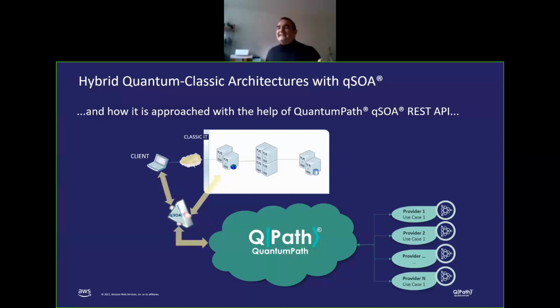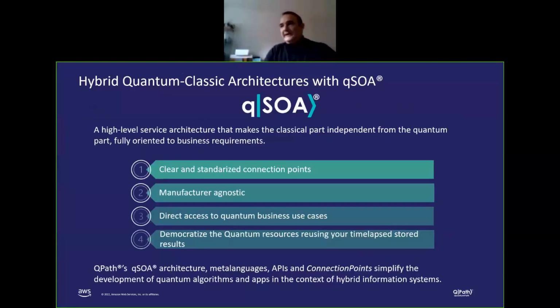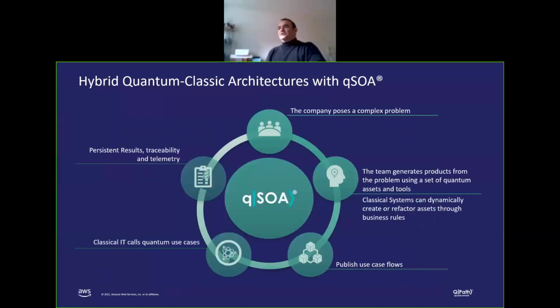So this is amazing in terms of an enterprise architecture that keeps clear the way you can create quality software. Okay? We have clear and standardized connection points. We are manufacturer agnostic. So in terms of the classical part, you don't worry about what kind of QPU you are using in the backend. And we democratize the access because we have the possibility to access the system and request some past results or launch the experiment if we need real-time information. So it's really simple to use trusted technology.